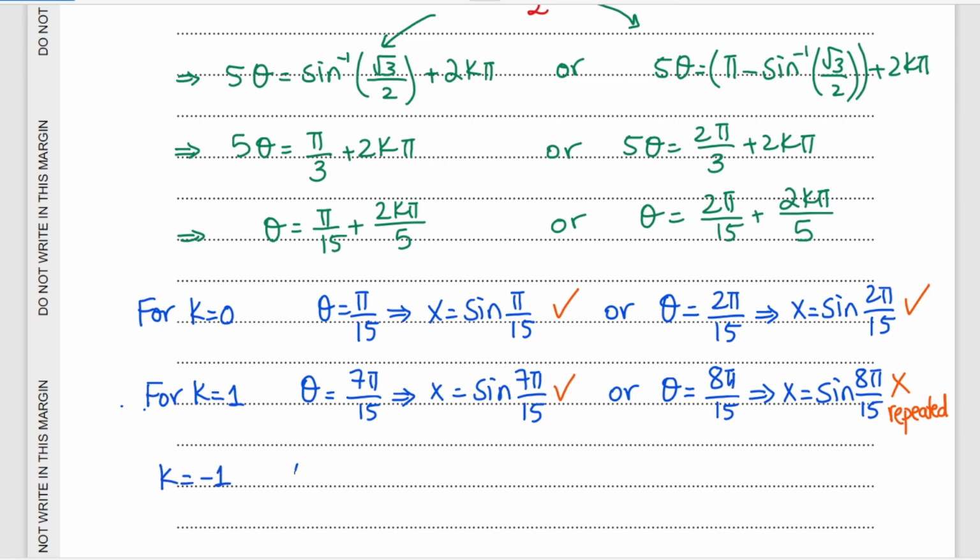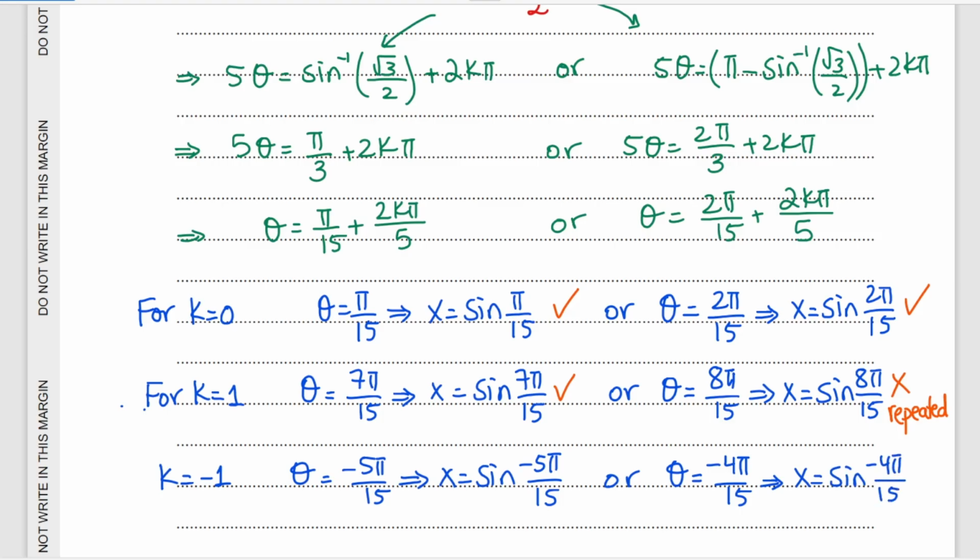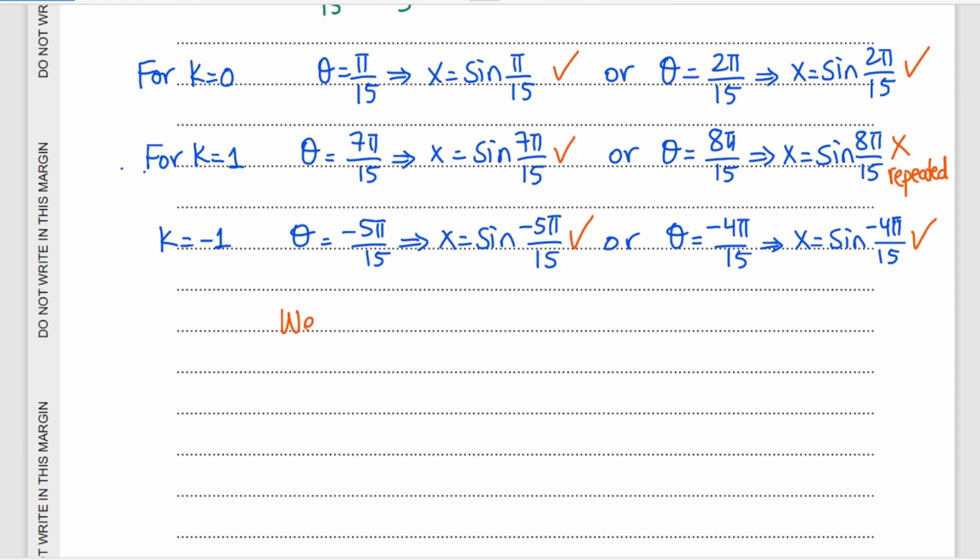For k equals minus 1, I got theta equals minus 5 pi over 15, so x is sine of minus 5 pi over 15. Or theta is minus 4 pi over 15, so x is sine of minus 4 pi over 15. And both answers are different from the ones above, so accepted. Here I need to have 5 different unique solutions, as the given polynomial equation is of degree 5.